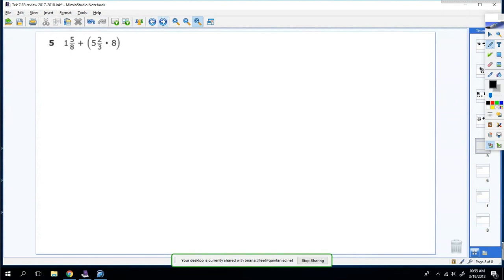So first thing to do, we're going to look at the parentheses. So we have 5 2/3 times 8. Well, 5 and 2/3 are improper as 17 over 3. So you're going to do 17 over 3 times 8, and I'm going to put it over 1 to make it a fraction, because you just do top to top, bottom to bottom. Well, 17 times 8 is 136. 1 times 3 is 3.